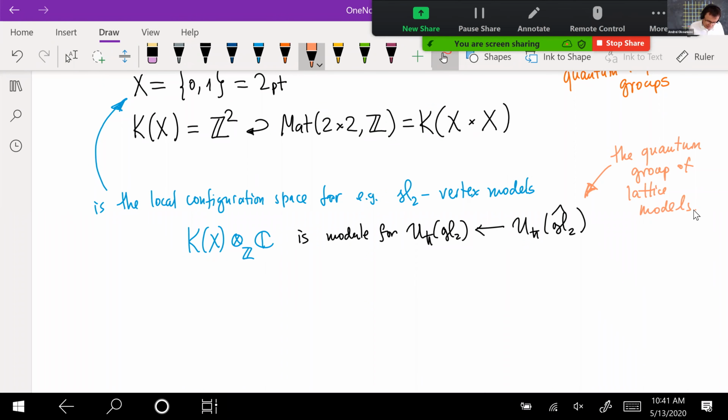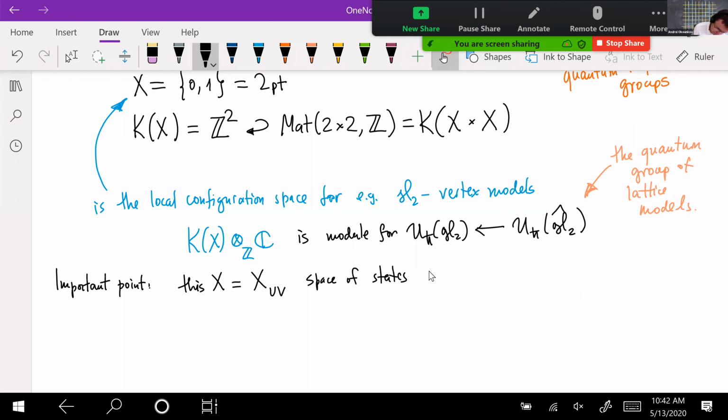Well, and then you can ask, well, how can I possibly have a holomorphic map into X? And the point is that you don't really map into X. You map what you have when you compute the index. So this is kind of an important point maybe. This X is kind of X UV, which is the space of states defined microscopically.